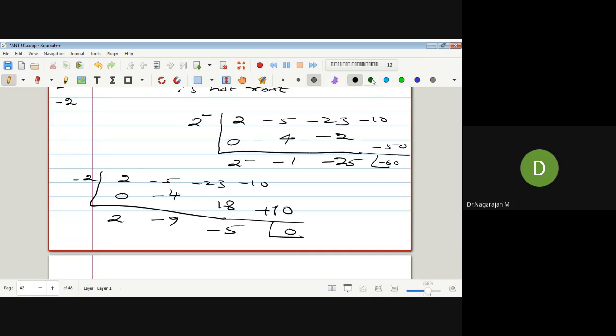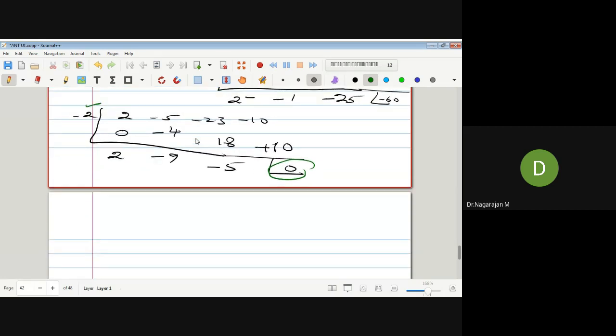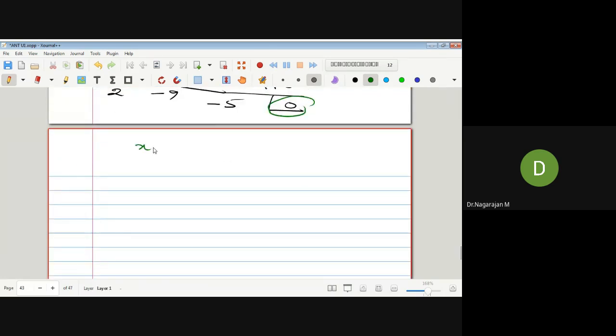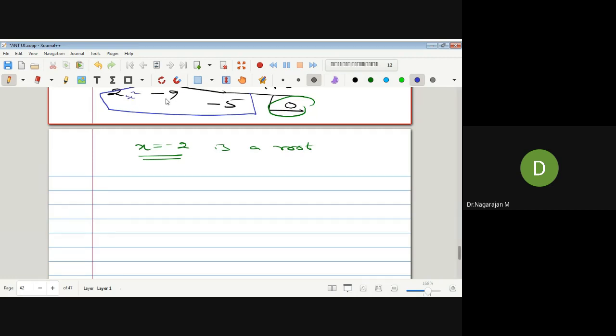Here, the remainder value is 0, which means root: x equal to -2 is a root. And x equal to 2 is not a root. Therefore, our result: x equal to -2 is a root. This is one polynomial reduced. Then you can convert this term into the quadratic form. So it is a quadratic form: 2 into x squared, minus 9 into x, and the constant term.